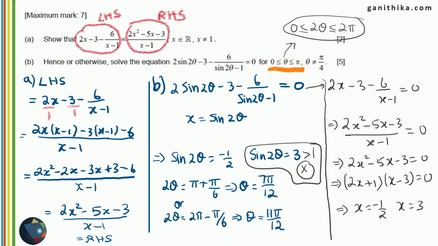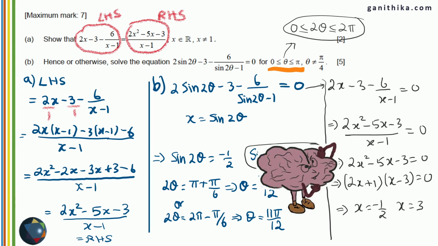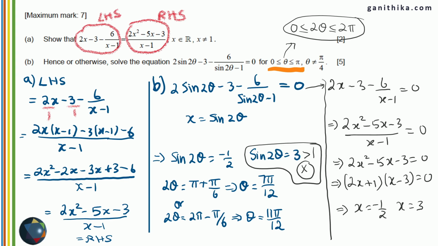So these are the two values for theta for solving sine 2 theta equal to -½. As I told you in the beginning, you could have noticed that we are using trigonometry under the functions topic here. So it's a combination of both functions and trigonometry in this question. Now let's go for the marking scheme.